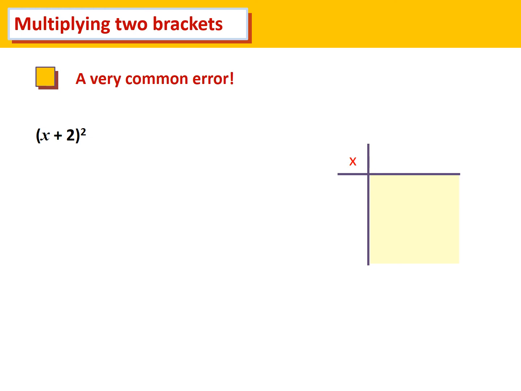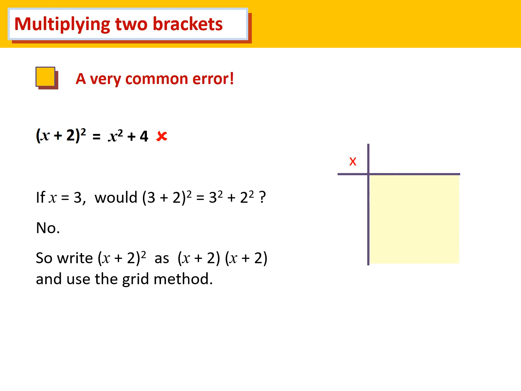This example highlights a very common error. There are lots of students who will look at the question and think, okay, that must be x squared plus 2 squared, so the answer is x squared plus 4. I'm afraid not. We can see why in this example. If we put x equals 3 into the bracket, would 3 plus 2 all squared equal 3 squared plus 2 squared? Or 3 squared plus 4? No, it wouldn't. Therefore, we'll still use the grid method and we'll see what the answer should be.